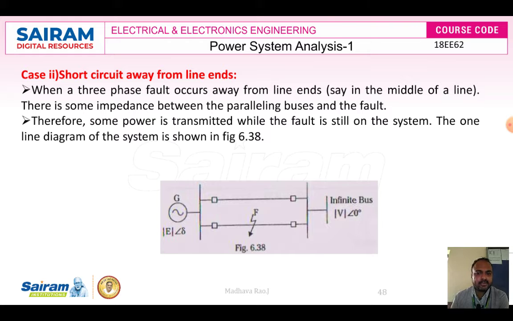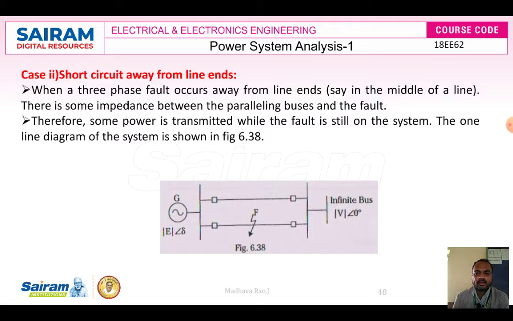There is some impedance between the paralleling buses and the fault. In the parallel lines the impedance will decrease, and in the series line the impedance will increase. So the impedance changes suddenly and the current flow will be decreased. Due to the fault condition the stability of the system varies. Therefore, some power is still transmitted while the fault is on the system.